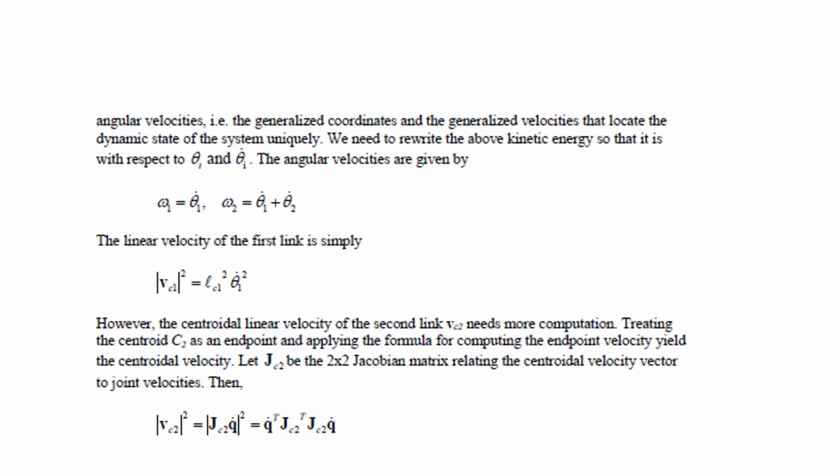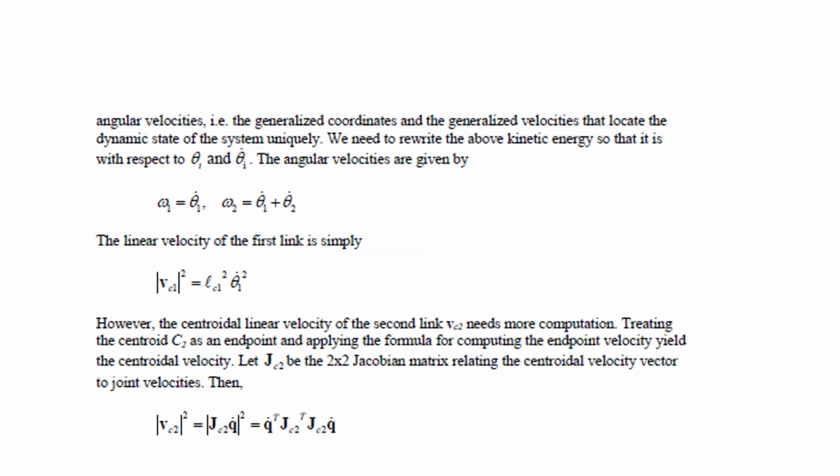We need to rewrite the above kinetic energy so that it is with respect to theta i and theta i dash. The angular velocities are given by omega 1 is equal to theta 1 dash, omega 2 is equal to theta 1 dash plus theta 2 dash. The linear velocity of the first link is simply the magnitude of VC1 squared is equal to LC1 squared theta 1 dash squared. However, the centroidal linear velocity of the second link, VC2, needs more computation.